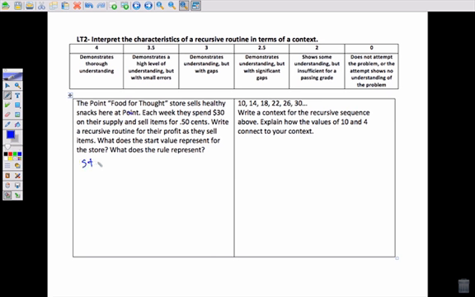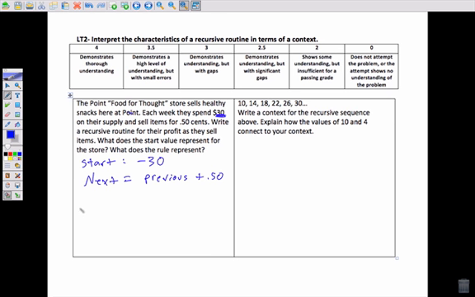So our start value, if we're looking at their profit, our start value is negative $30, okay, because they spent $30 on all their supply. So they're $30 in the hole right now. Then our next, as you sell items, equals the previous profit plus 50 cents. So whatever your profit was before, you sell another item, you get 50 more cents. You sell another item, you get 50 more cents than you had before. So here's our recursive routine.